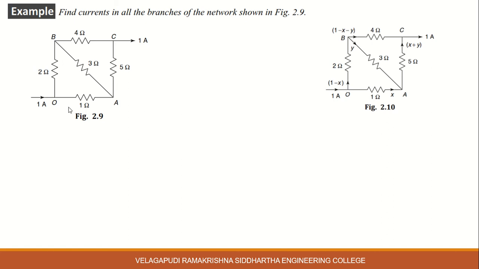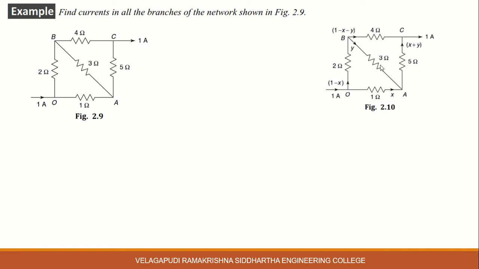Assume the current through this 1 ohm resistor is X. Already 1 ampere current is entering at node O, and the current through the 1 ohm resistor is X. So the current through the 2 ohm resistor is 1 minus X. Now at node B, node B to node A.